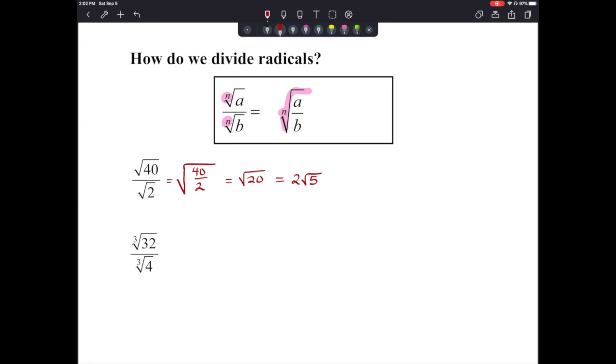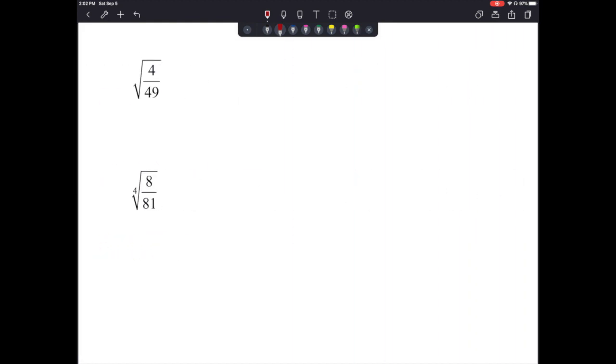Same thing happens with our cube roots. We can take this and say this is going to be the cube root of 32 over 4, which is 8. The cube root of 8 is going to be 2. So this is just a really more confusing looking way to write the number 2. All right, let's do some more with these.